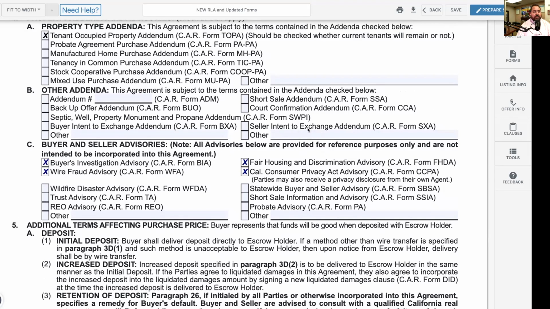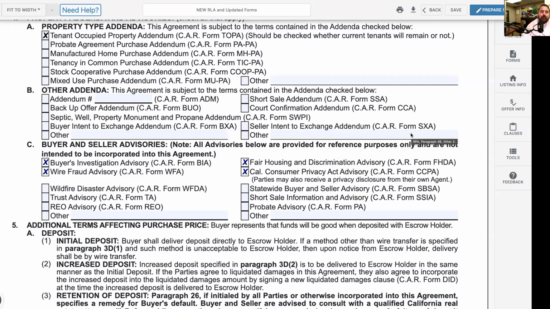The court confirmation addendum would be necessary if it were something other than a probate that needed court confirmation, like a bankruptcy sale, something like that. If court confirmation is required for a probate, that'll be handled in the probate purchase addendum. And then the seller's intent to exchange.